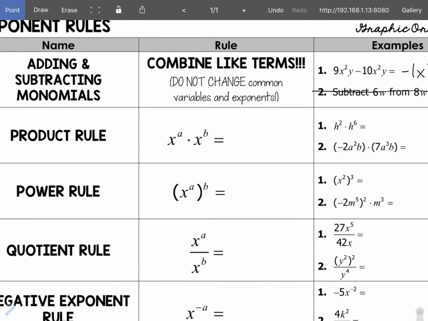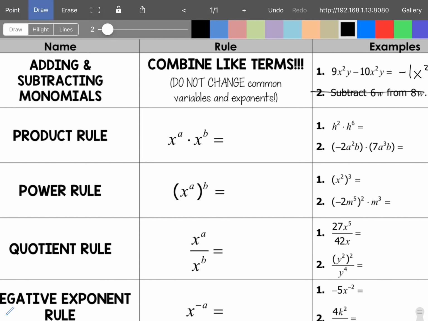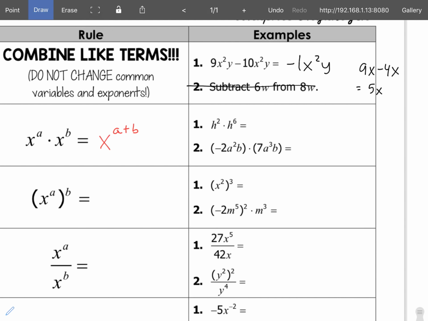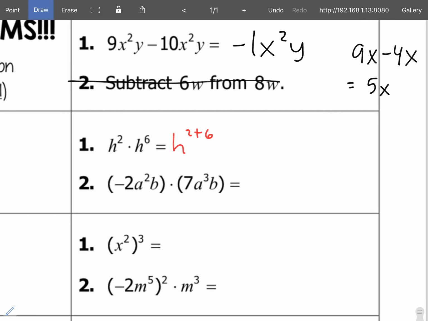Okay, so let's look at the next one. Product rule. So product rule says x to the a times x to the b. Remember, we add the exponents, x to the a plus b. And then, so if we use the rule that we just established over here, we're going to try this one. What's h squared times h to the 6th? Well, we're going to combine the 2 and 6, which we're going to add. So it's h to the 2 plus 6, which is h to the 8th.